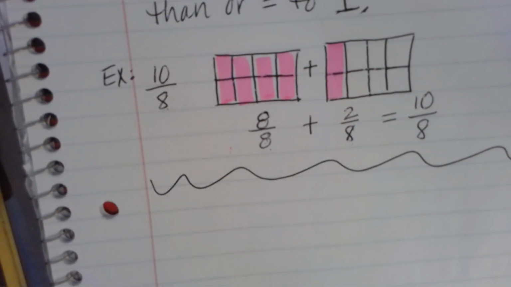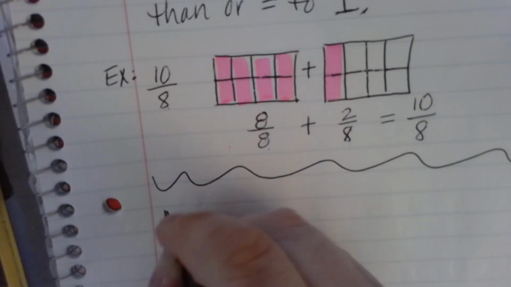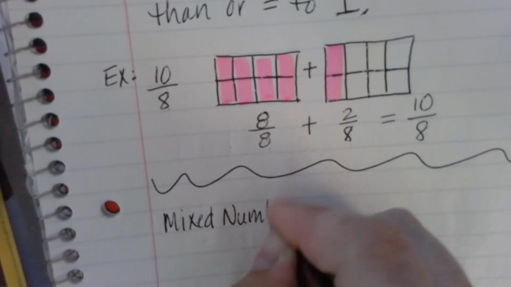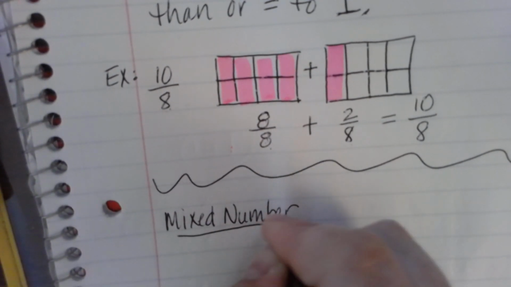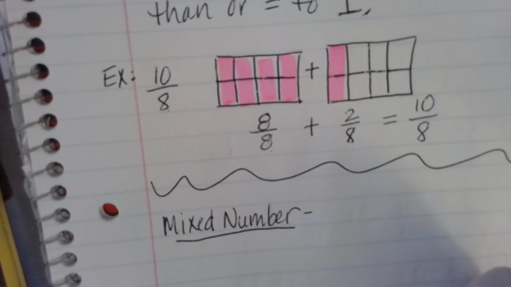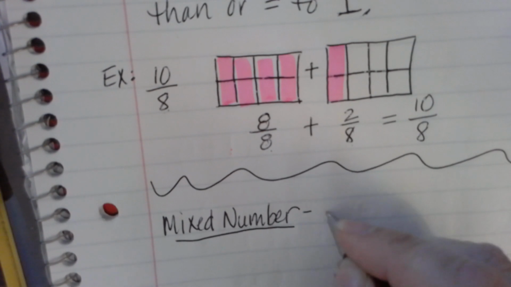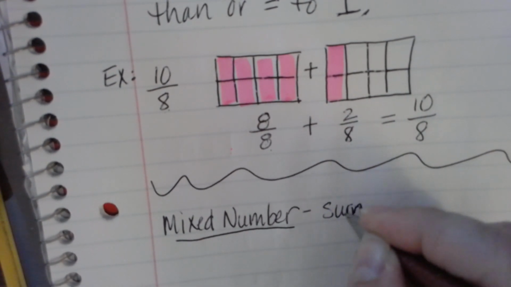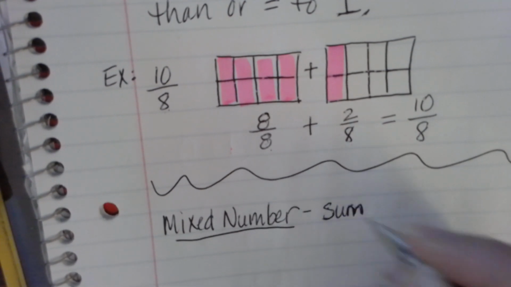All right, so let's keep going. If you have an improper fraction, one thing that we can do is rename it as a mixed number. Let's write that one down, define it, and then talk about what it looks like. If I'm saying a mixed number, my definition is the sum. Just write all these words down, and then we'll break them up.